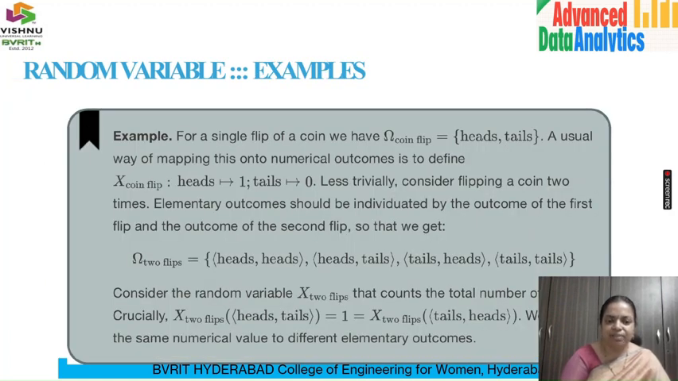Some examples of random variables. I want to find different probabilities like heads and tails: heads and heads, heads and tails, tails and heads, and tails and tails. For all of that we can find the information based on the existing data.